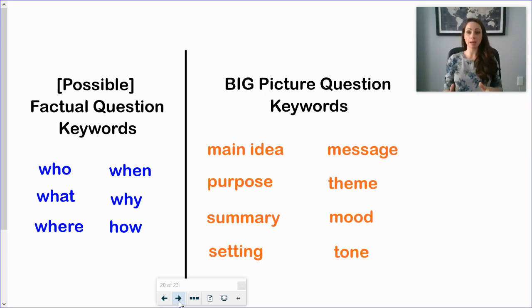Okay, so just to recap before I jump into my model passage, please remember your possible factual question keywords: who, what, where, when, why, and how. And then your big picture question keywords. Remember, big picture questions require you to think big. You're taking that reader lens and zooming out, thinking about these big overarching components of what you're reading. So for big picture questions, the keywords are main idea, purpose, summary, setting, message, theme, mood, and tone.